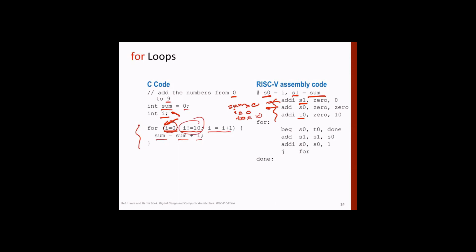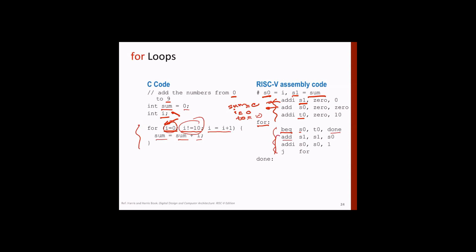Okay, all right. So now you have label here for, and then your loop is as follows. The branch on not equal to S0 T0 is branch on equal to S0 T0 is done. It means that when value of S0 becomes T0, T0 is 10, you are done. If the value of S0 is less than 10, then you continue to execute this statement.